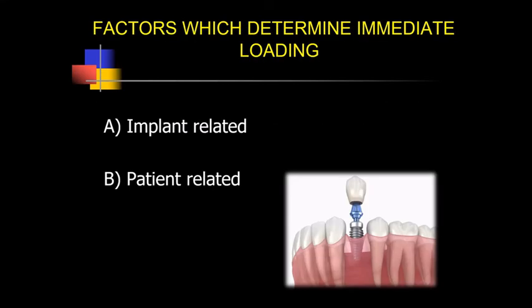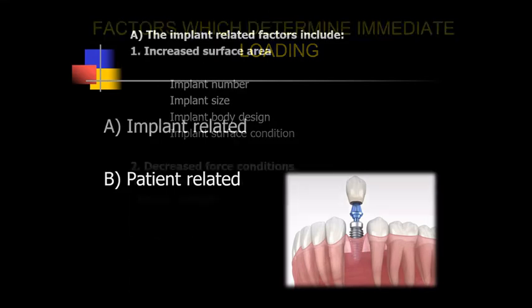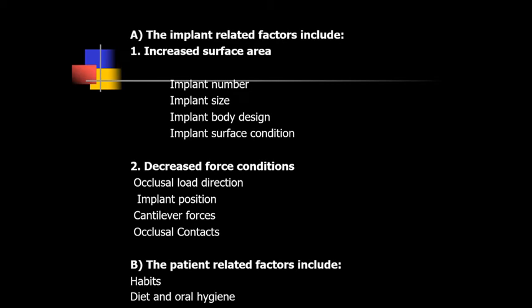Next, coming to the factors that determine immediate loading. These factors can be classified as implant related factors and patient related factors. Let us see them in detail. The implant related factors include the factors that can increase the surface area, that is implant number, implant size, implant body design and implant surface condition, and factors that can decrease the force, that is occlusal load direction, the implant position, the cantilever forces and occlusal contacts. Then the patient related factors include patient habits as well as diet and oral hygiene.